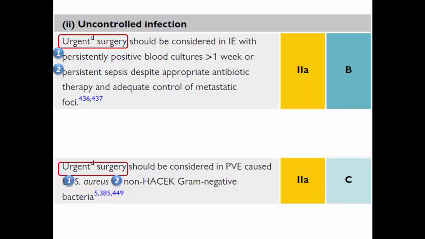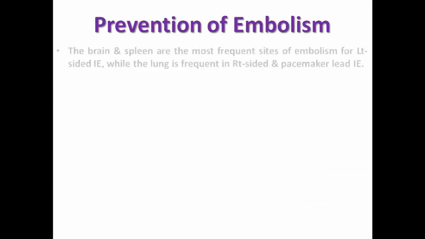So in case of uncontrolled infection, don't let the surgeon tell you that we should wait till the patient is afebrile in order to arrange for surgery. No, the uncontrolled infection is itself an indication for surgery. The third most common complication are the embolic complications that we should prevent.